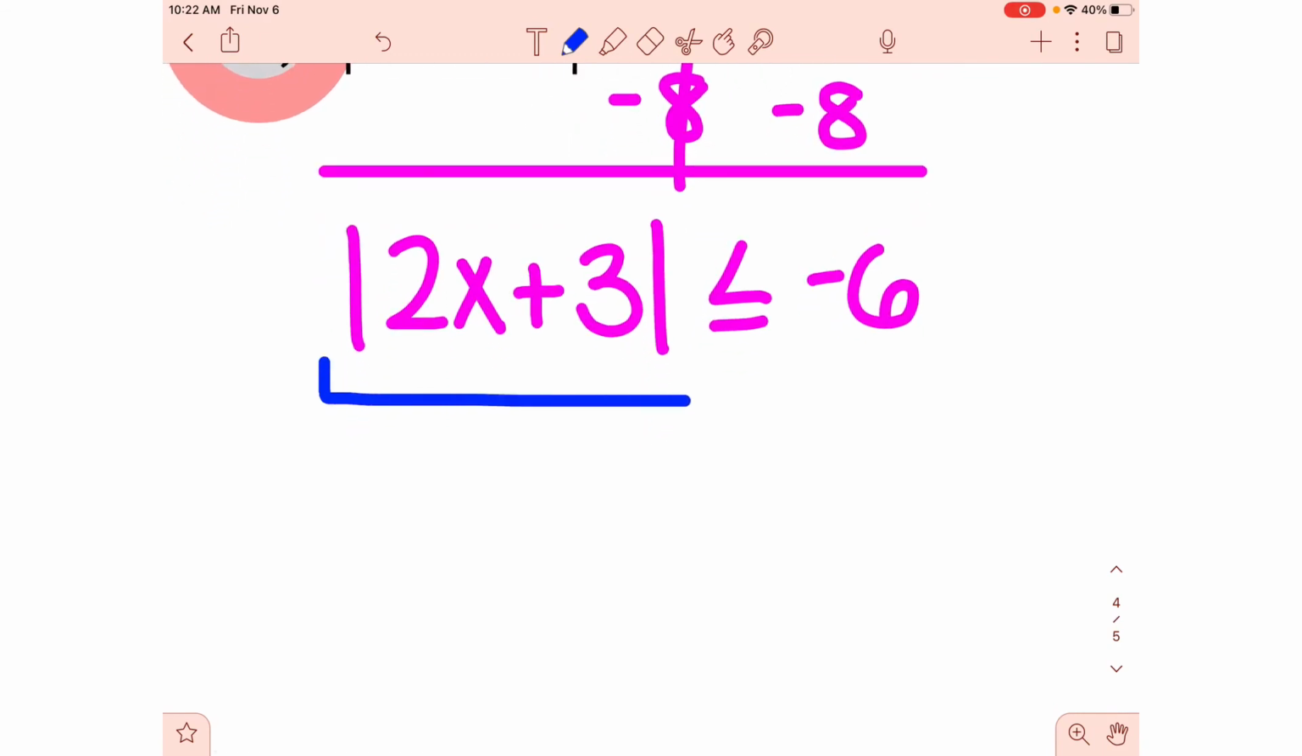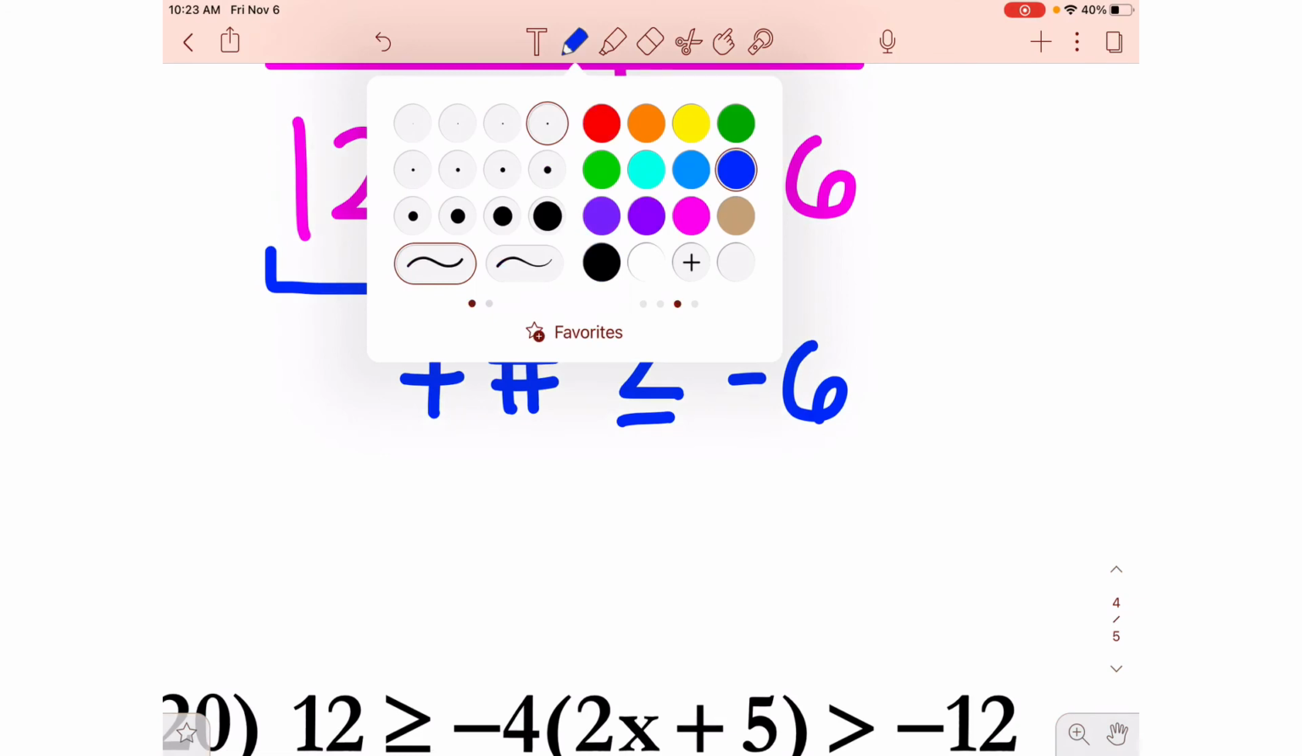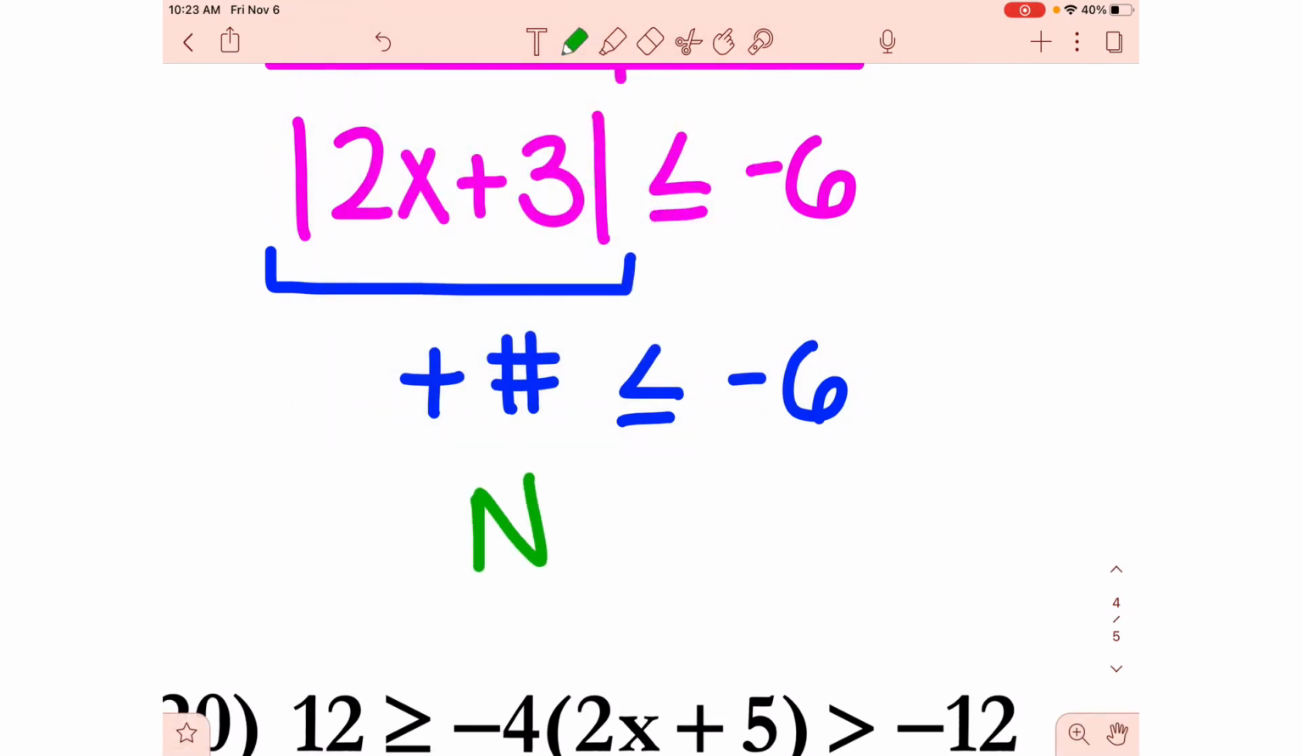I hope you guys could agree with me that no matter what, this left side is going to be a positive number. Why? Because I'm taking the absolute value. So no matter what the number is inside of the absolute value, when I take the absolute value, it becomes positive. And so any positive number, is it possible for a positive number to be less than -6? The answer is no. This is never going to occur. It's impossible. So this is never going to happen, which means this is a no solution.